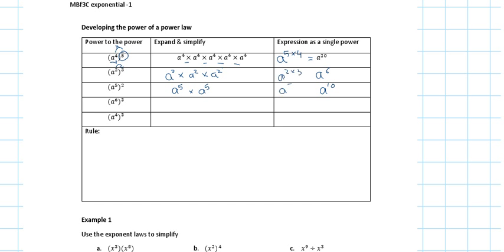So what would the answer be for the next one? A to the power of 18. It's not 18, it's a to the power of 18. And then for the next one, it would be a to the power of 4 times 3, which is a to the power of 12. Okay, so the law says you're going to keep the base, and then you're going to multiply the exponent.